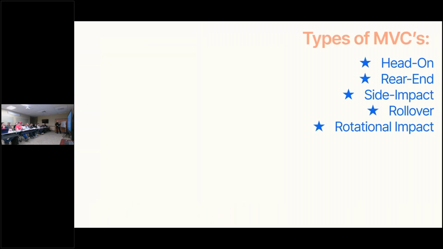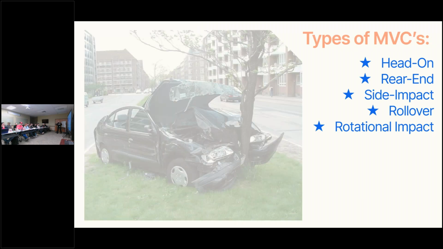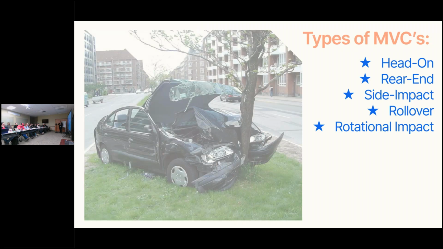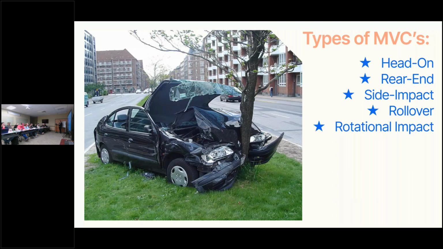So let's talk about types of MVCs. There are head-on collisions, like we just talked about, where you hit the tree head-on, right? This has the highest potential for up and over or down and under injuries. So what do we think up and over means? What are some injuries that you might observe in a patient that goes up and over? Head, neck, chest, maybe, if they go up and hit the steering wheel.